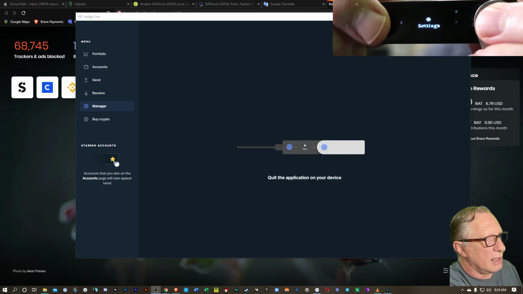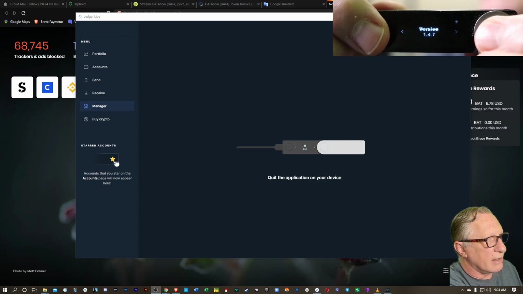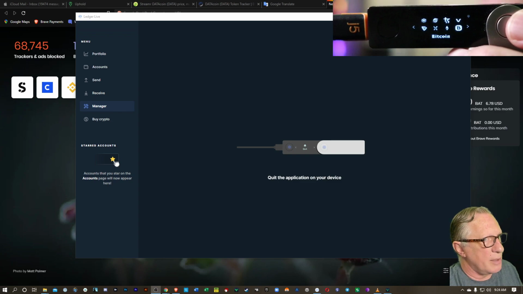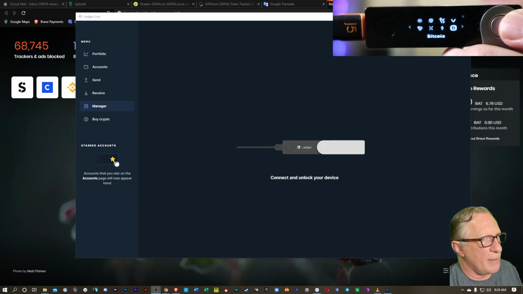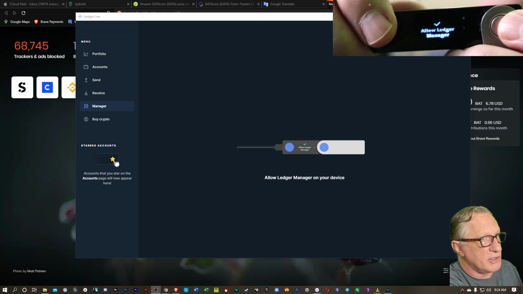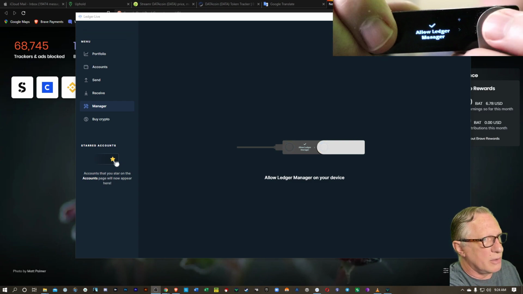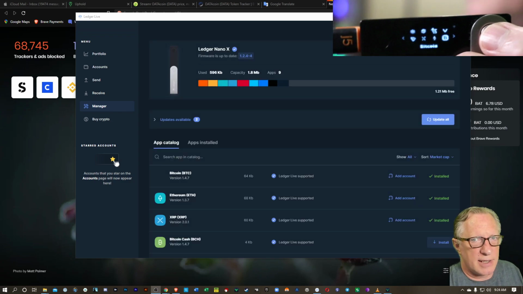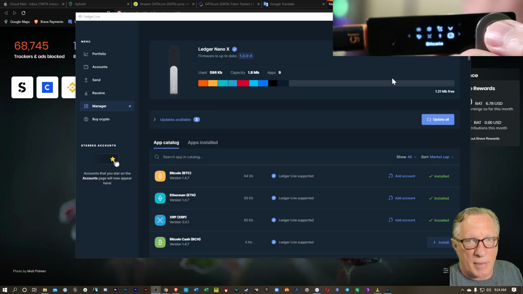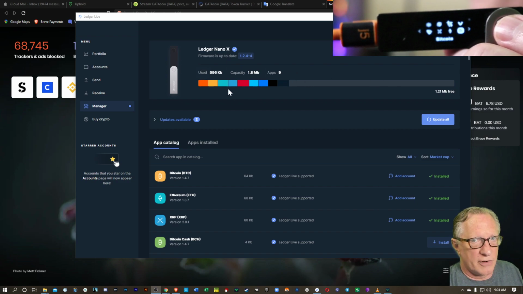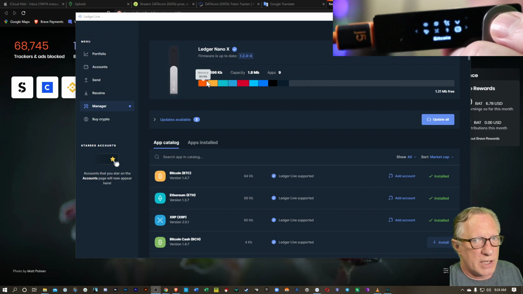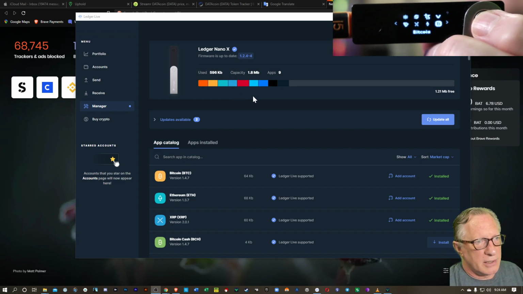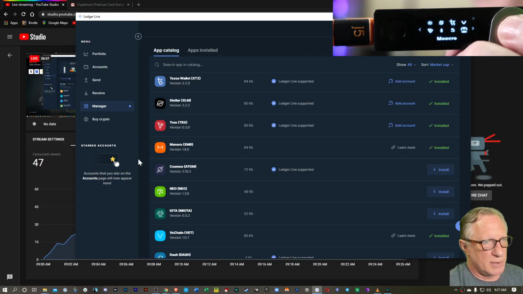All right, so I'm in a coin app. I need to get out because I'm going over to the manager. I was in the Bitcoin app. Now that I'm on the home screen of the Ledger device, it says allow Ledger Manager, so I'm going to hit both buttons to do that. What Mr. David is asking me about is, my Ledger Nano X can hold a lot of different apps. We could think of them as coins.